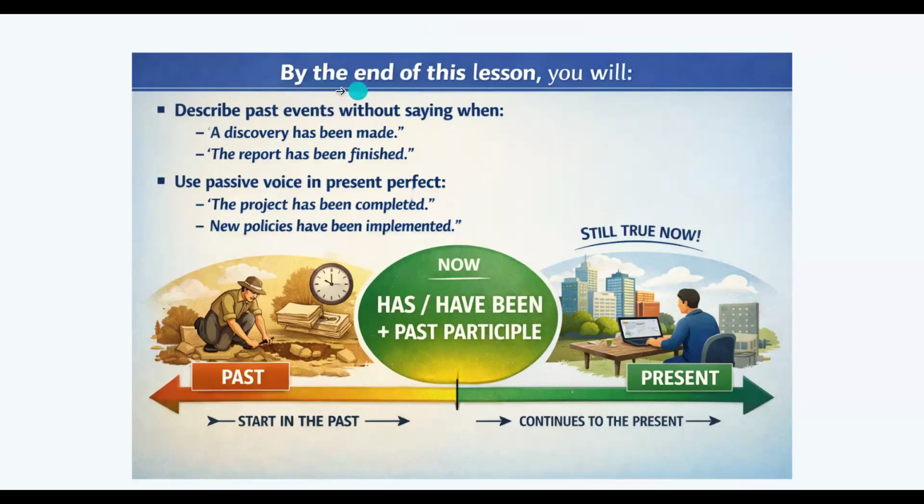By the end of this lesson, you will describe past events without saying when. A discovery has been made. The report has been finished. Use passive voice in present perfect. The project has been completed. Now, new policies have been applied. Has, have been, plus past participle. Yes, my dear Alana.